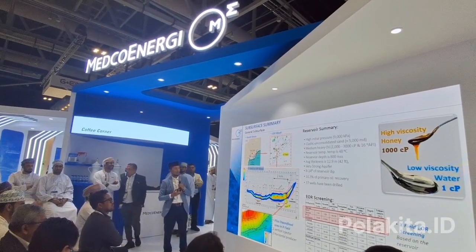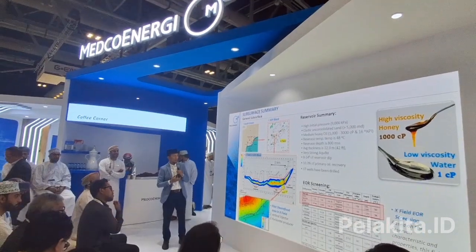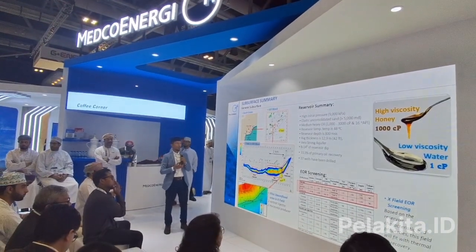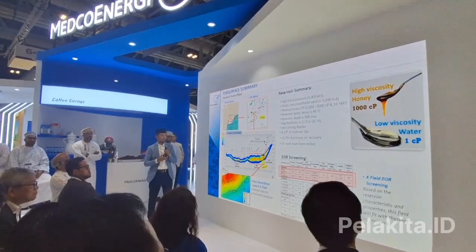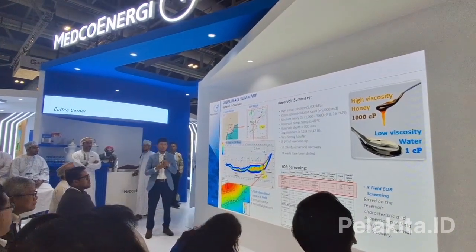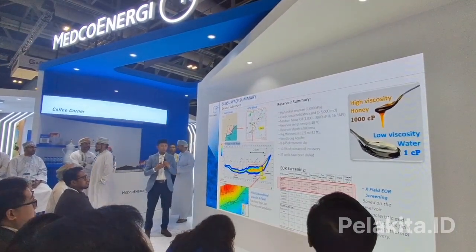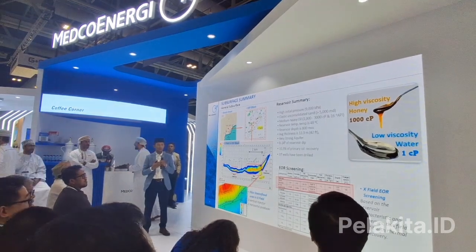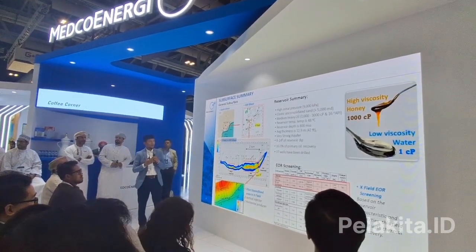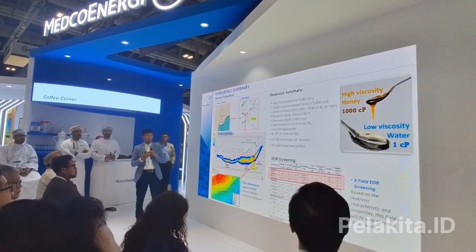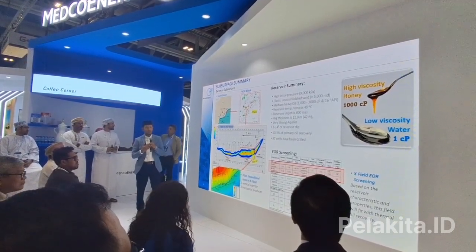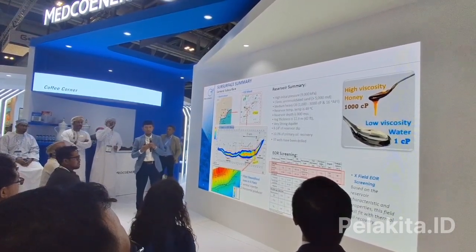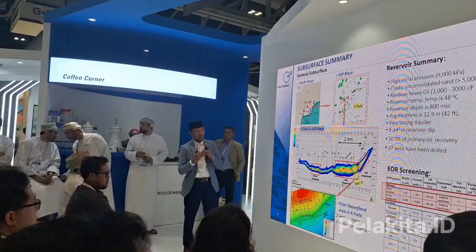Here we have quite high pressure, around 9,000 kilopascal. And then we have unconsolidated sandstone with very good permeability, more than 5,000 millidarcy. So that's the reservoir. In terms of oil, we have quite a special oil. We can say medium oil, because the viscosity is around 1,000 to 3,000 centipoise with API around 16.